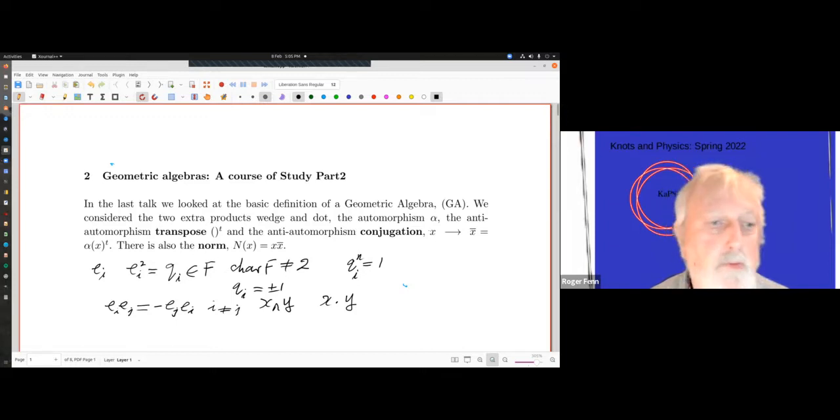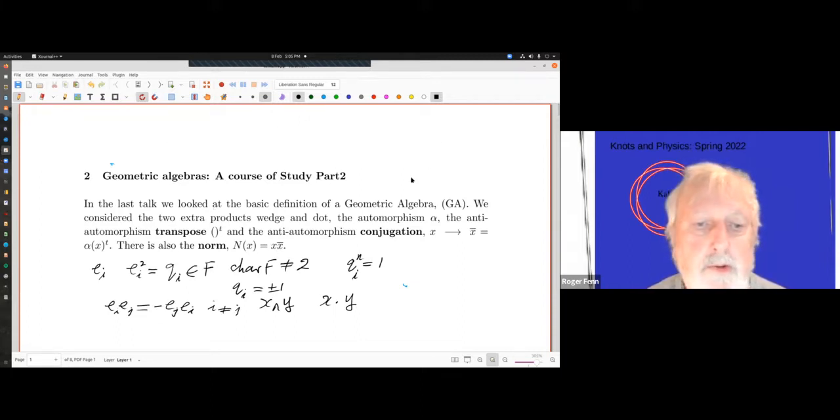There's an automorphism. Well, I won't go through definitions. There's an anti-automorphism, which is a transpose, and there's conjugation. X goes to X bar equals this alpha, which changes sign, and then transpose, and then the norm is X times X bar.